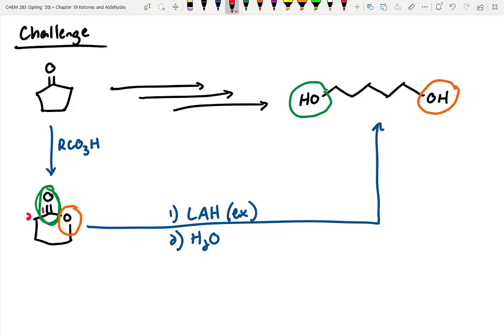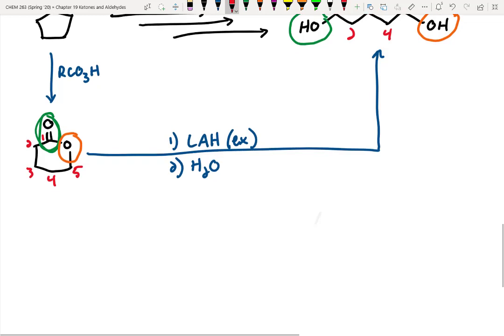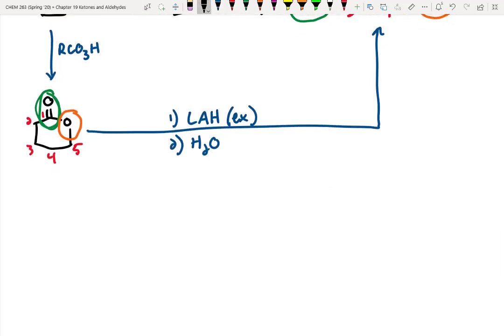And in this case, it makes sense, right? We've got 1, 2, 3, 4, 5 carbons between those two alcohols. Let's double check. Got 1, 2, 3, 4, 5. So that's kind of neat that we can do that. Additionally, we could react this if we wanted to. Let's just do this for fun.